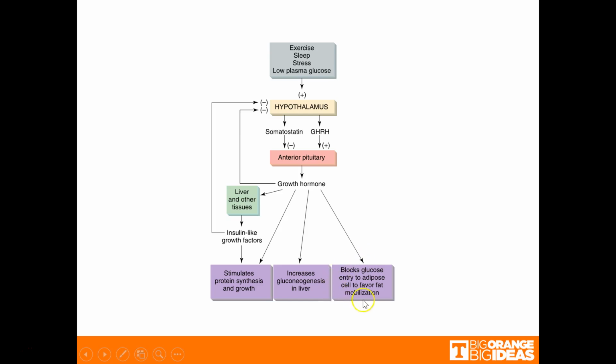Down here we have blocking glucose entry to adipose cell to favor fat mobilization, increase gluconeogenesis, and an increase in protein synthesis and growth. Growth hormone will also impact the liver and other tissues to release this insulin-like growth factor, and so that insulin-like growth factor will also increase protein synthesis and overall growth of the muscle.